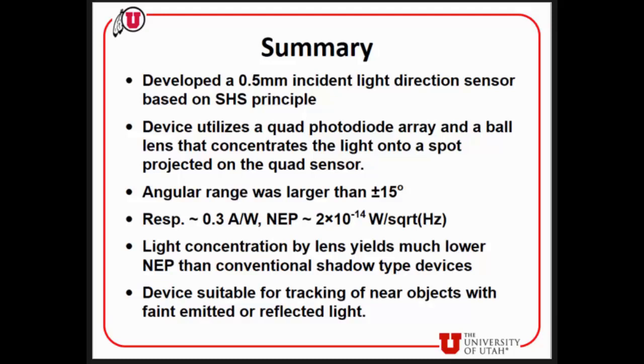The calculations showed that the minimum signal which could be detected was approximately 2 picowatts, and the signal bandwidth was about 10 kilohertz. The light concentration by the lens therefore showed that it can actually detect a lot lower power emitting from any of the dark objects as well.